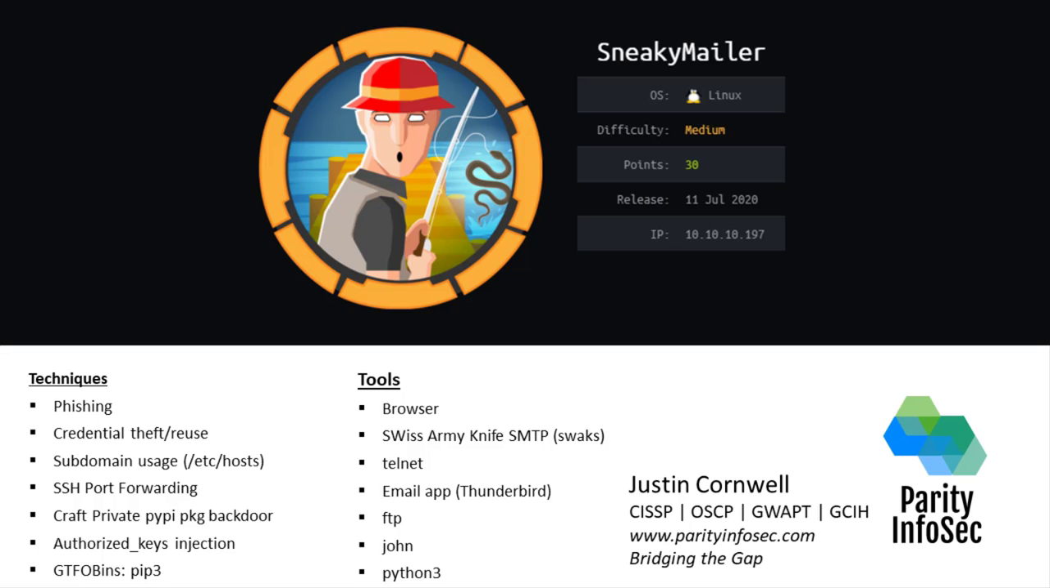You're going to need some FTP in here. You're going to hit it once or twice. You're going to use John because there are some credentials that have to be cracked. And then Python 3 is what you're going to use for the backend to do all the Python packaging and distribution. All right, a lot to get to here, so let's get started.